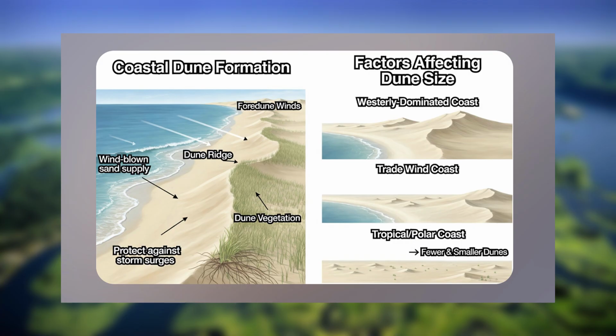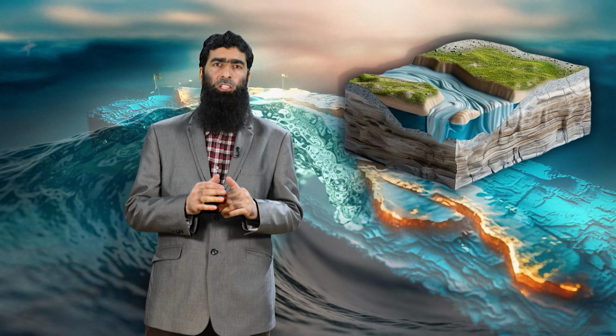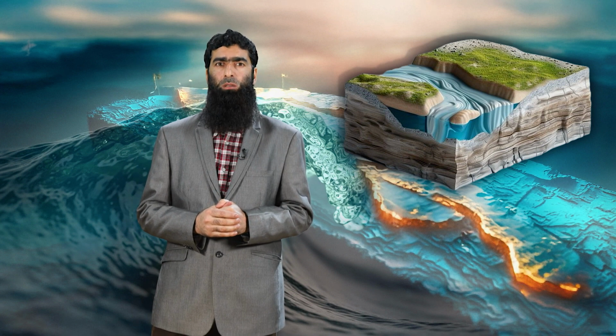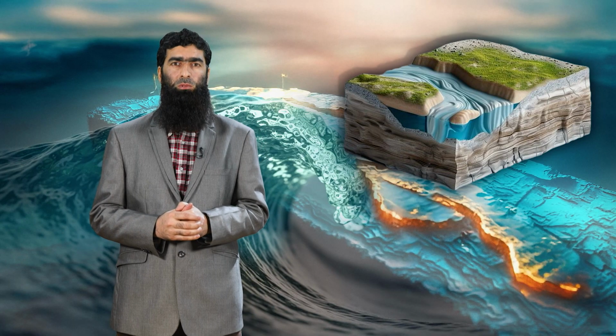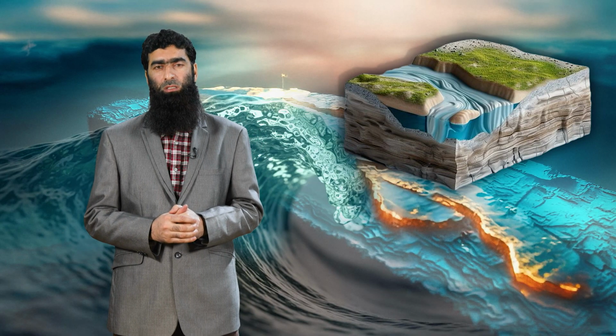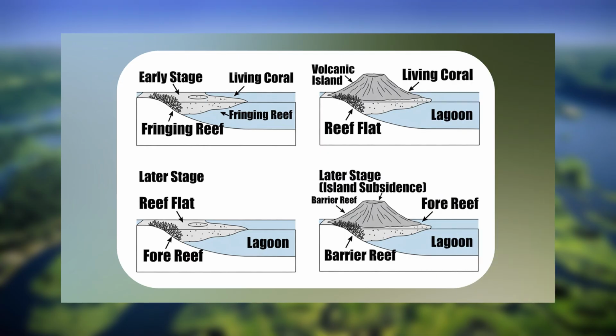Wind strength, coast shape, wave energy, sand supply, and vegetation all play an important role in the shape and size of dunes. In addition to sedimentary depositional features, some coastal landforms are also built biologically by marine organisms, like coral reefs and atolls. A coral reef is a hard ridge built near the shore by skeletal remains of coral polyps over generations, with the top covered by living corals.